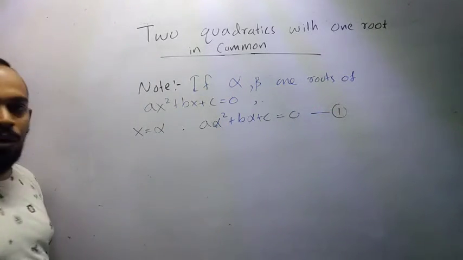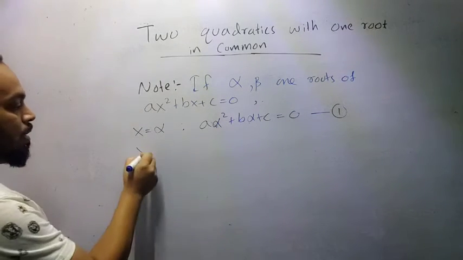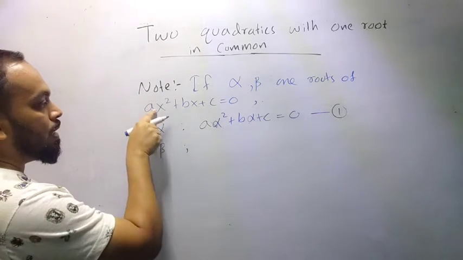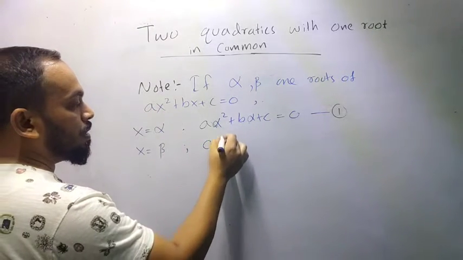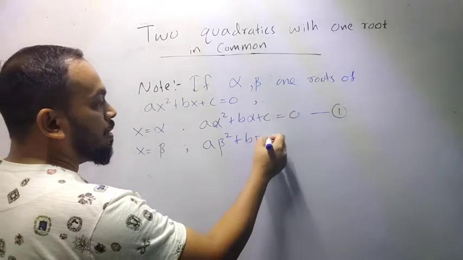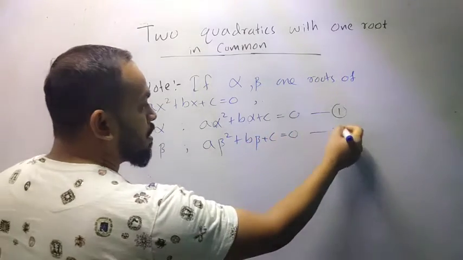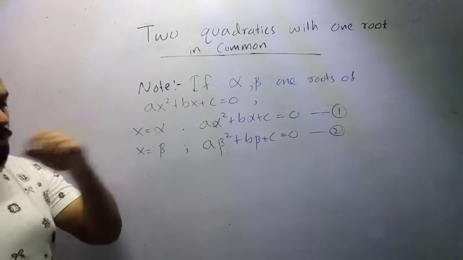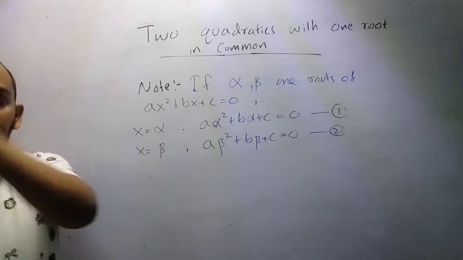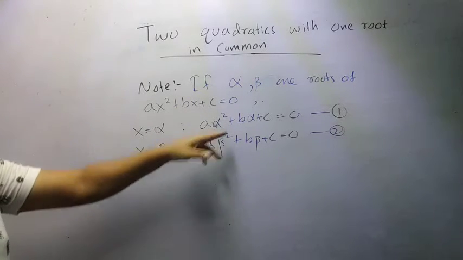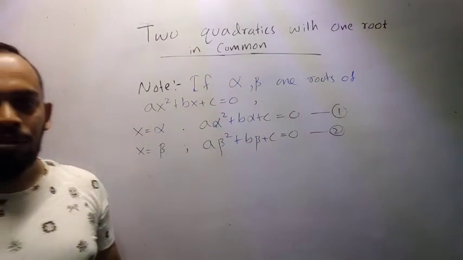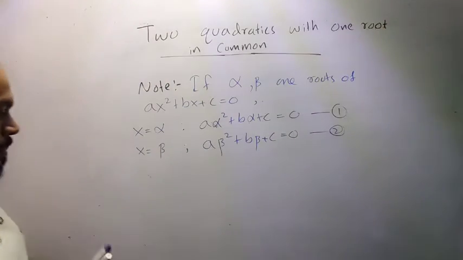So we can have two equations based on this one. If x is equal to beta, then replace x with beta: a beta squared plus b beta plus c equals 0. This is the second equation. So this is what is meant by having two roots. If alpha and beta are two roots of the quadratic equation, we should be able to write these two equations, this relationship.